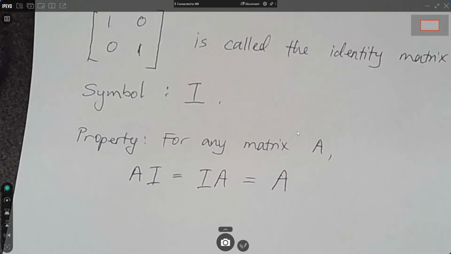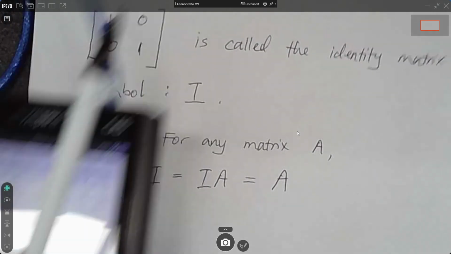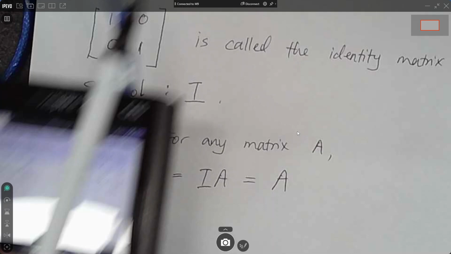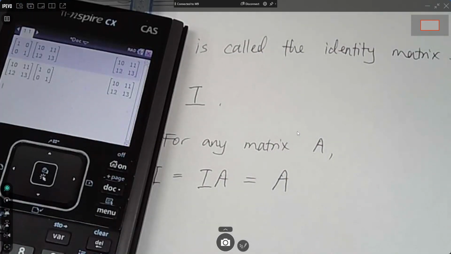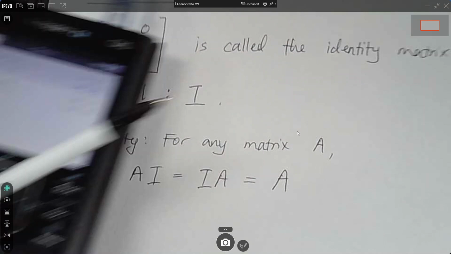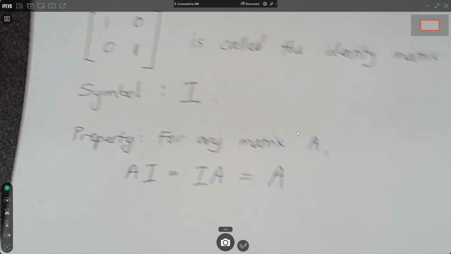Okay, so on my CAS, I use the numbers 10, 11, 12, and 13. And you can see that nothing changed, and you will have seen on your CAS, whatever matrix you put in, it also didn't change. Okay? All right, so have you got that down?